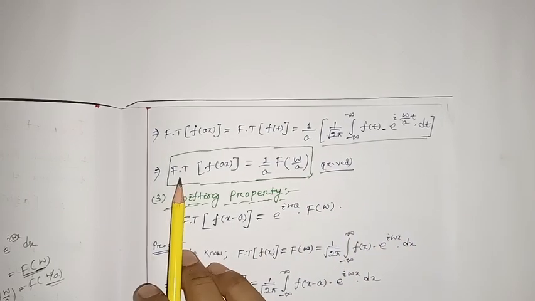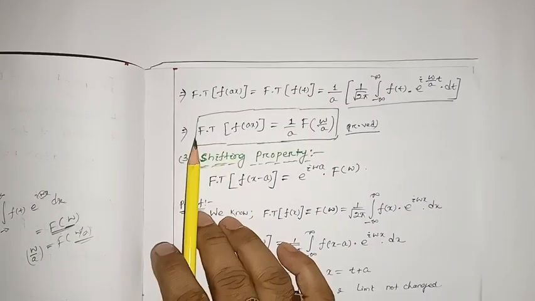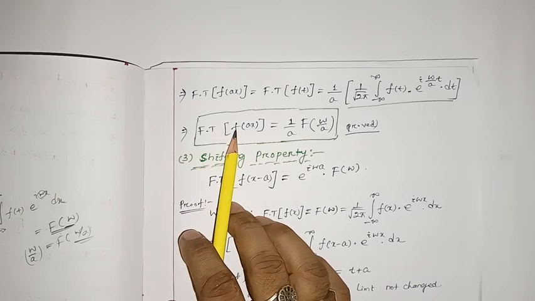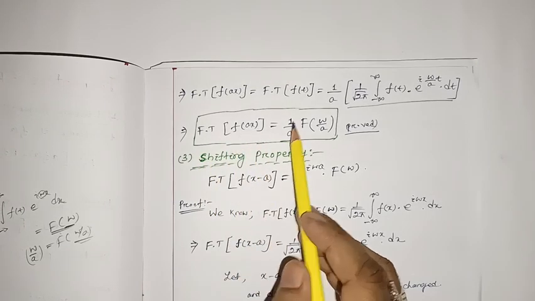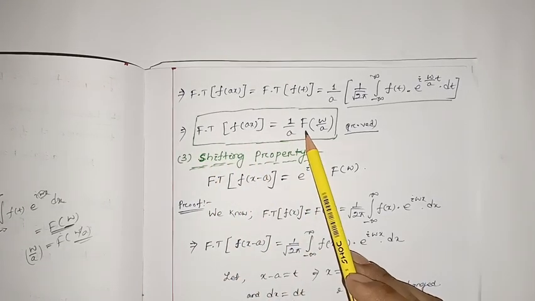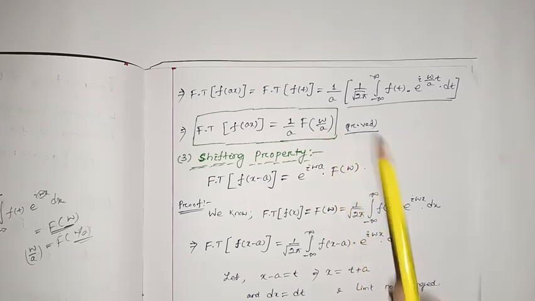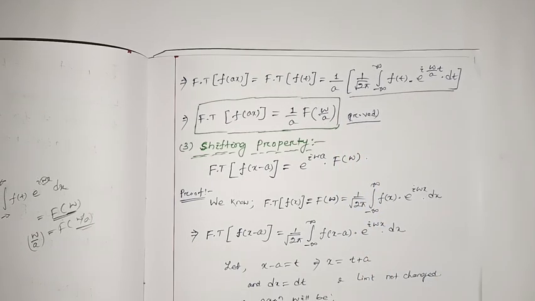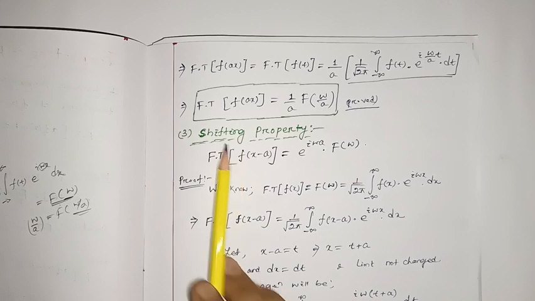So here this property has been proved: the Fourier transform of f of ax will be equal to 1 by a times capital F of omega by a, hence proved. Now we are going to go for the third property, that is the shifting property.